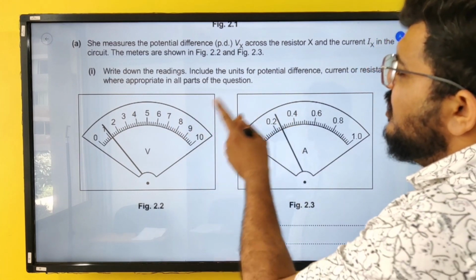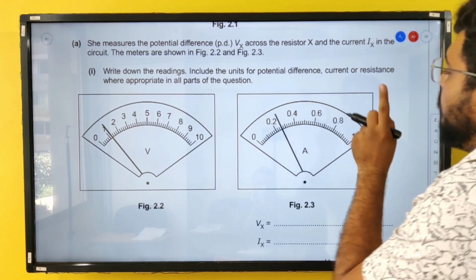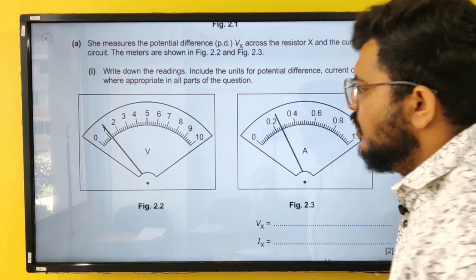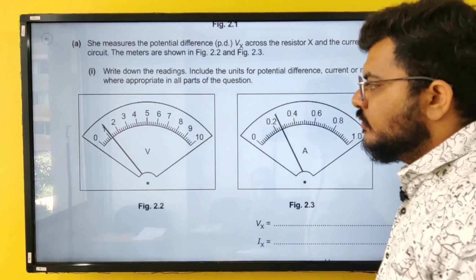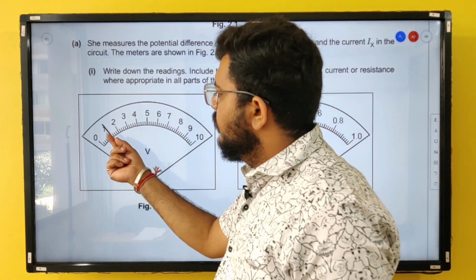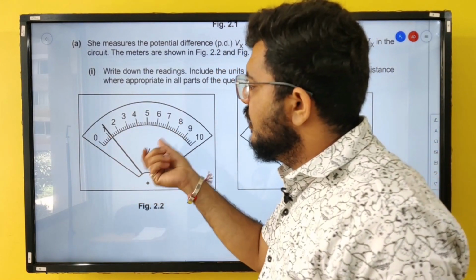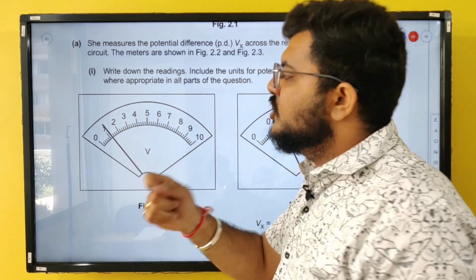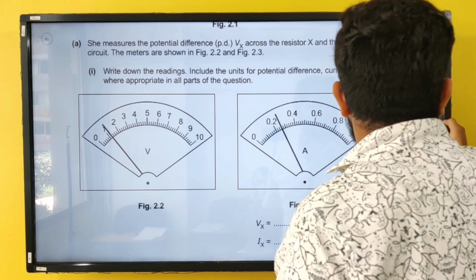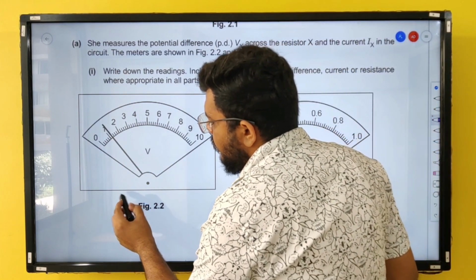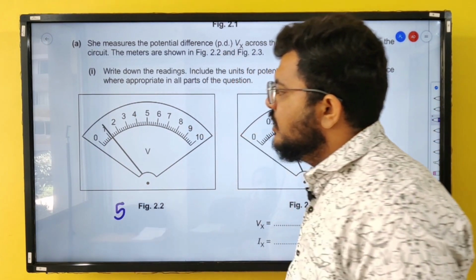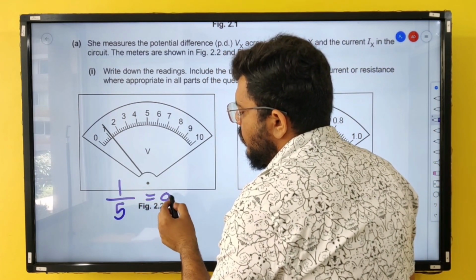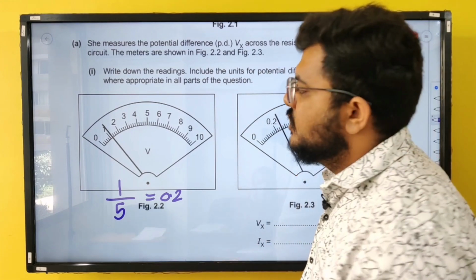Now write down the readings. Include the units of potential difference, current or resistance where appropriate in all parts of the question. So the voltmeter is going to measure voltage. It has 5 divisions between 2 units, right? So each division is 0.2 units. How do I know that? Simply, if there are 5 divisions, 1 by 5 will give you 0.2 for each division.